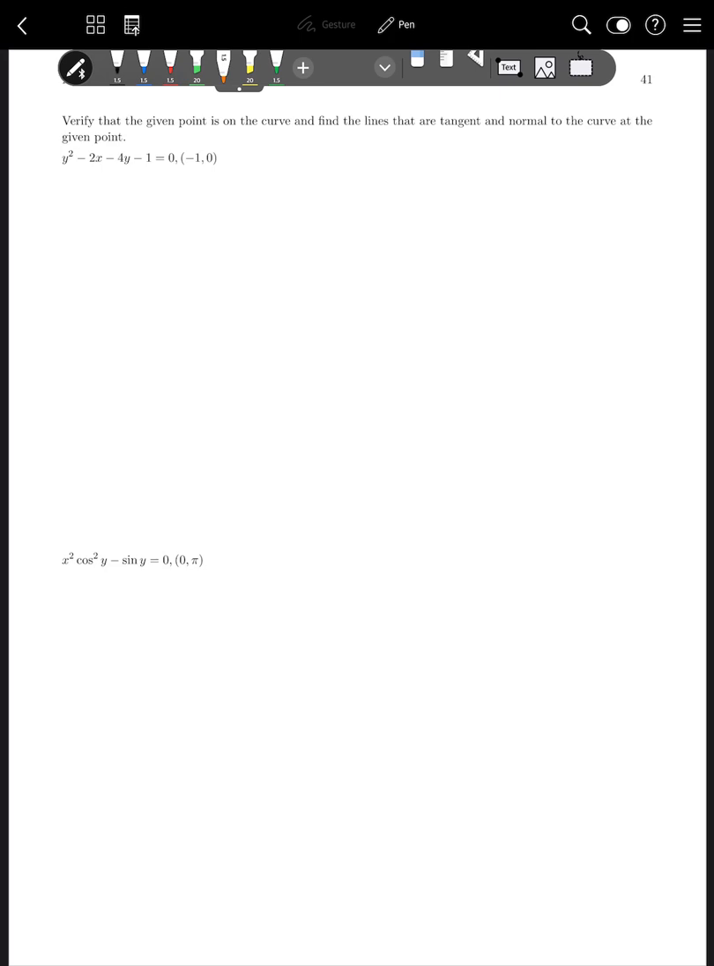So it says, verify that the given point is on the curve, and then find the lines that are tangent and normal to the curve at that given point. So, first thing I want to just say is a reminder. I think you've seen this in the homework before. Normal just means perpendicular to the line at that given point.